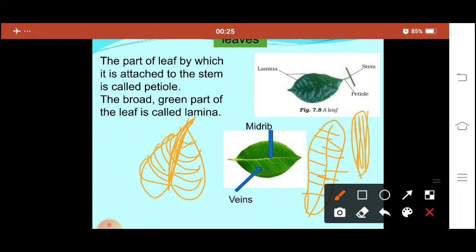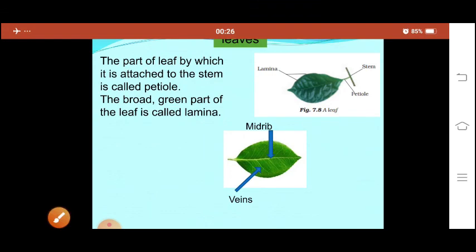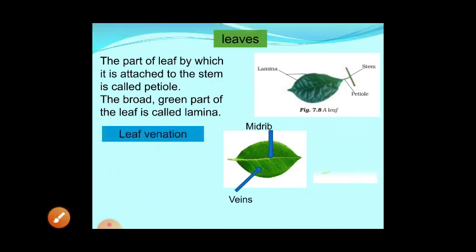If we observe midribs and veins, based on their arrangement, this is leaf venation, meaning the arrangement of veins in leaves. Venation is divided into two types. This kind is known as reticulate, as it has a net-like structure, and this is parallel venation. So according to the vein arrangement inside the leaf, there are two types of leaves: reticulate venation leaves and parallel venation leaves.